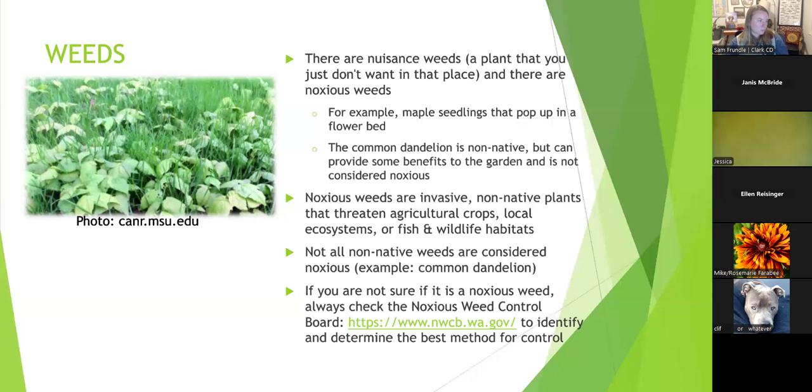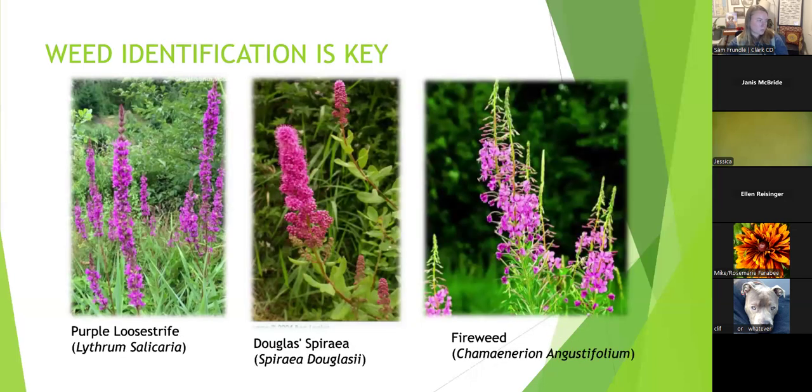Weed identification, though, is key. So, for example, these three plants, I have purple loosestrife, Douglas spirea, and fireweed here. One of these is considered a noxious weed that needs to be removed at all costs. Two of them are native plants that you don't want to remove. So make sure that you're identifying the weed properly. The Douglas spirea is a native, and so is fireweed. So we want to keep those.